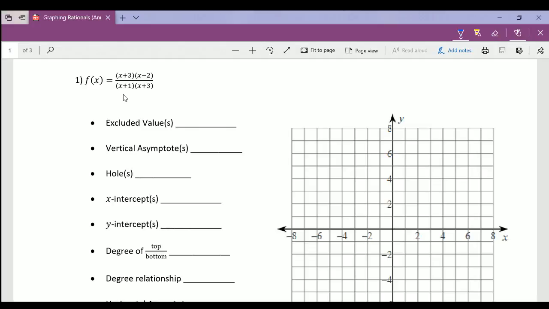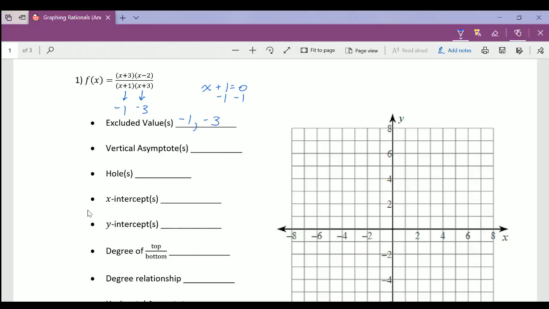Excluded values. Just as a quick little recap, excluded values is going to be whatever would cause the denominator, the bottom, to equal 0. And the setup for that, you would basically do x + 1 = 0, subtract 1 from both sides, and you get -1 as the excluded value. That comes from that one. And then this one here gives us -3 as its excluded value.